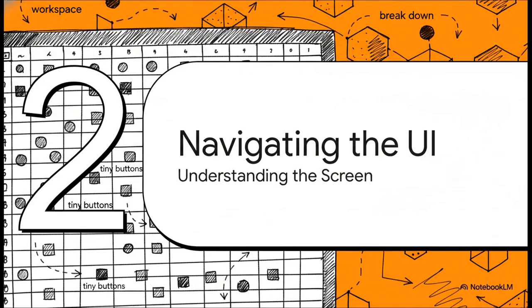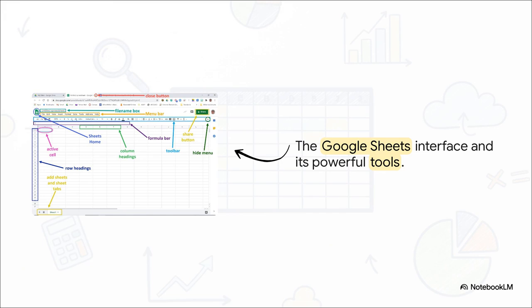All right, moving on to Section 2, Navigating the User Interface. Now that we've actually created a file, let's step inside and map out the workspace. It can look like a lot of tiny buttons at first glance, but I promise it makes perfect sense once we break it down. Starting right at the very top, you've got your file name box. It'll just say Untitled Spreadsheet until you click in there and name it. Below that is the menu bar, and right under that is your toolbar for quick formatting stuff.